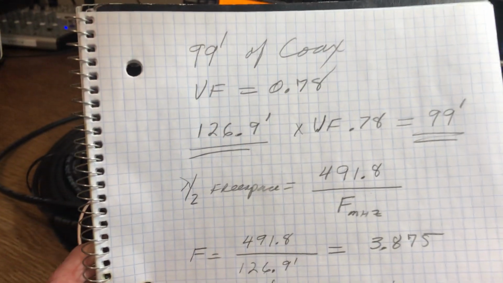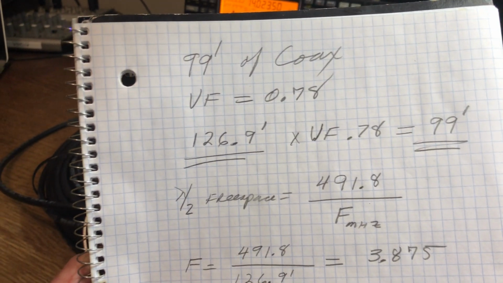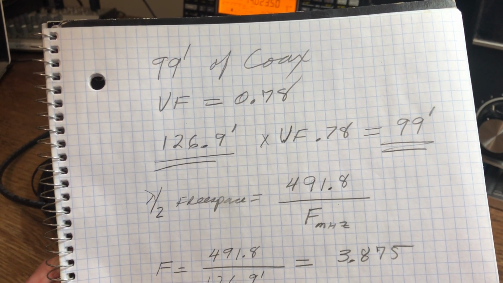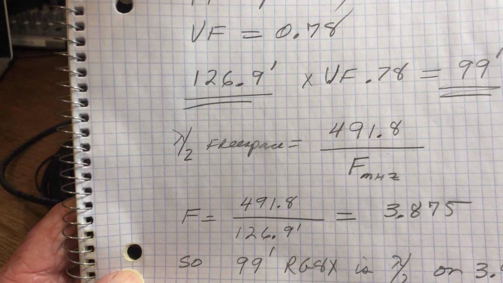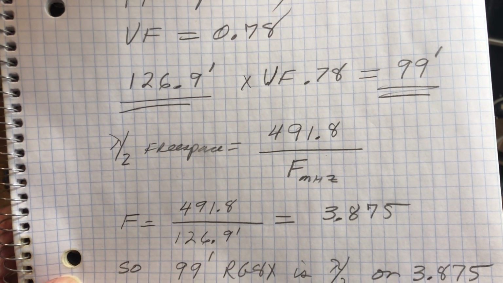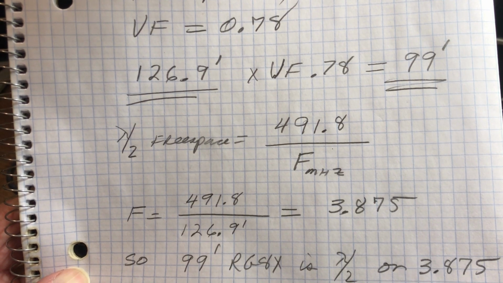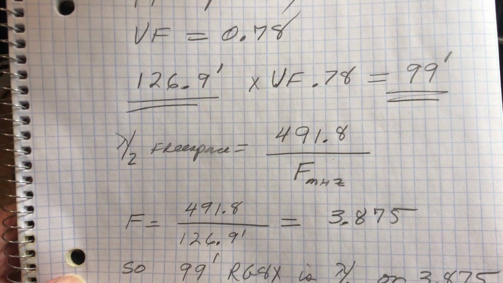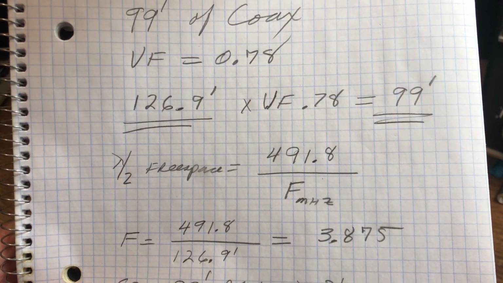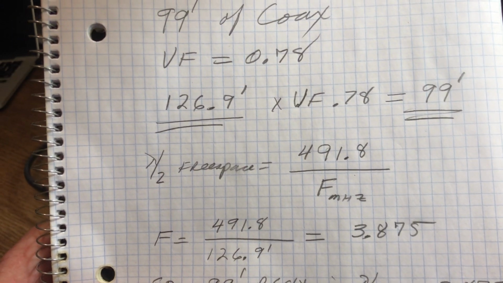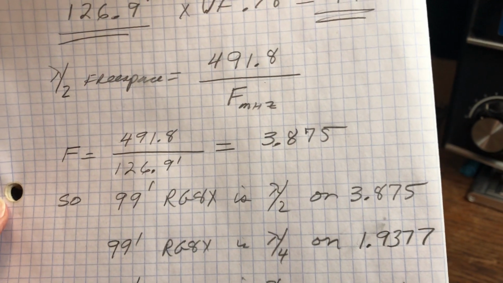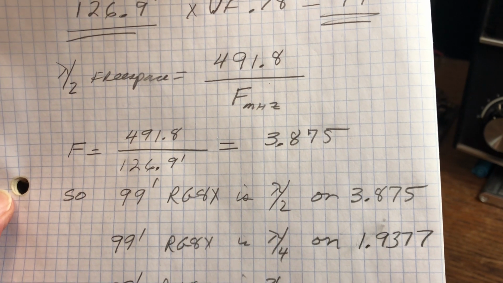Now, let's look at it maybe a different way. A half wave in free space is 491.8 divided by the frequency in megacycles. So if you take 491.8 divided by 126.9 feet, you get 3.875 megacycles. If you take 491.8 and divide it by 3.875, you get 126.9 feet. So all I've done is sort of rearrange the equation there. So 99 foot of coax is a half wave on 3.875.